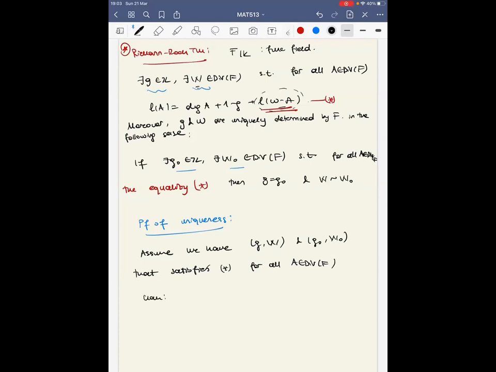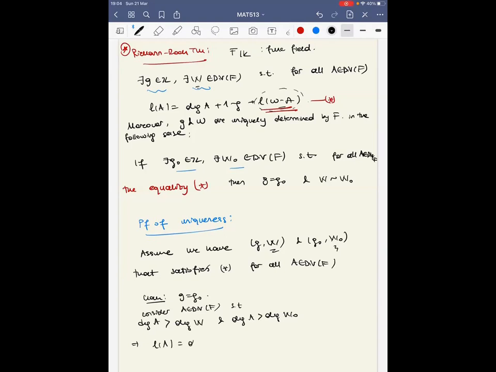our first claim will be that G is equal to G0. To see that, if this equality holds for any divisors, we may consider a divisor A whose degree is bigger than the degree of such divisors W and W0. And of course this equality holds also for this divisor.